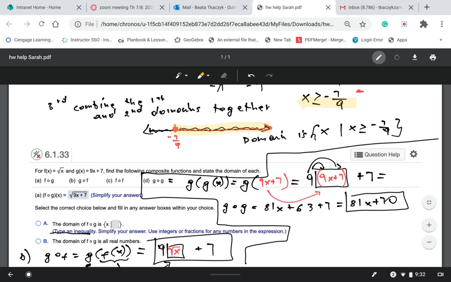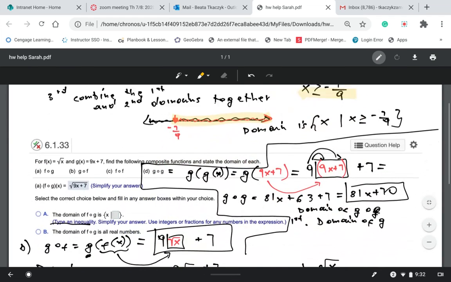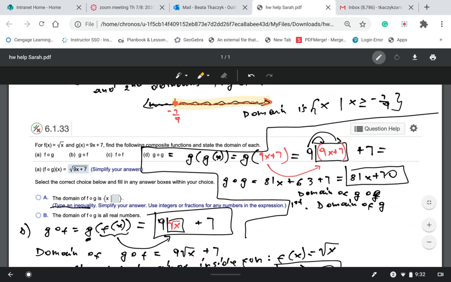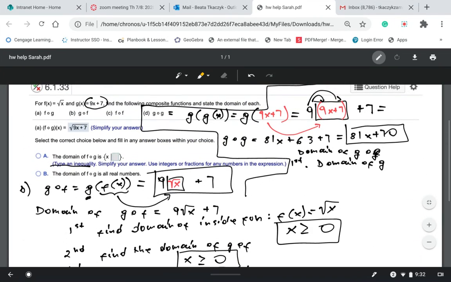And now we need to find the domain of G composed with G. So first, find the domain of the inside function. Function G, look what happened. Function G is 9x plus 7. So this is a linear function. So the domain of linear functions is always the real numbers, which is from negative infinity to positive infinity. So the domain of function G is from negative infinity to positive infinity.